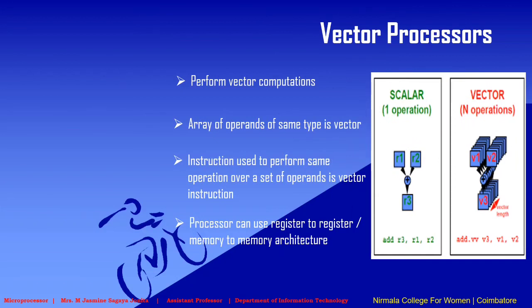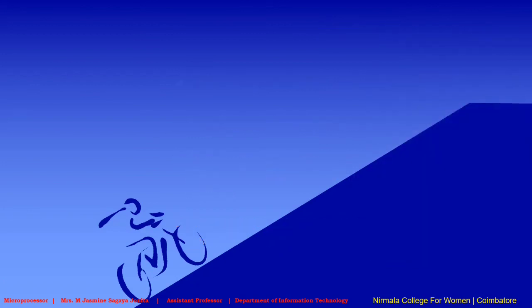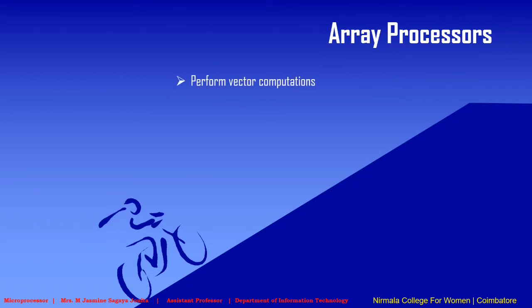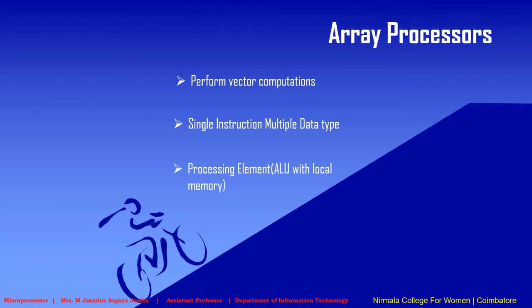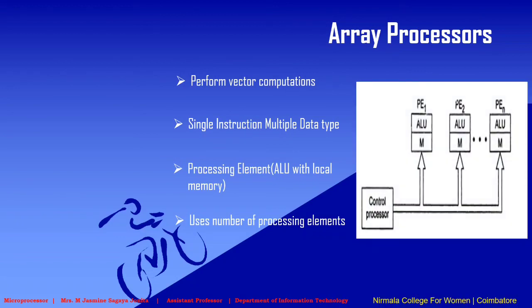Next is the array processor. The array processors are also capable of performing vector computations. The array processors are of single instruction and multiple data type. They use n number of processing elements. The processing elements consist of an arithmetic and logic unit with a local memory. They use a number of processing elements which are accessed with the control processor.